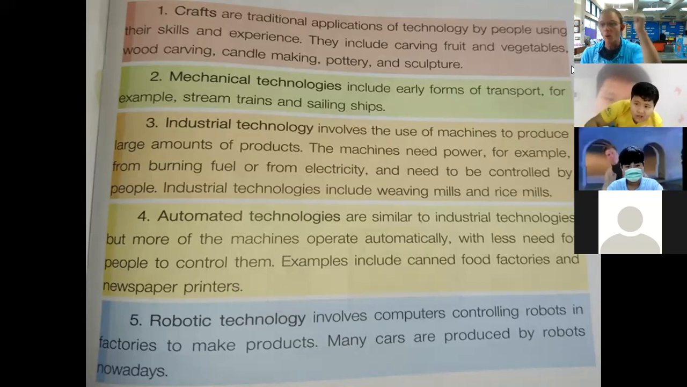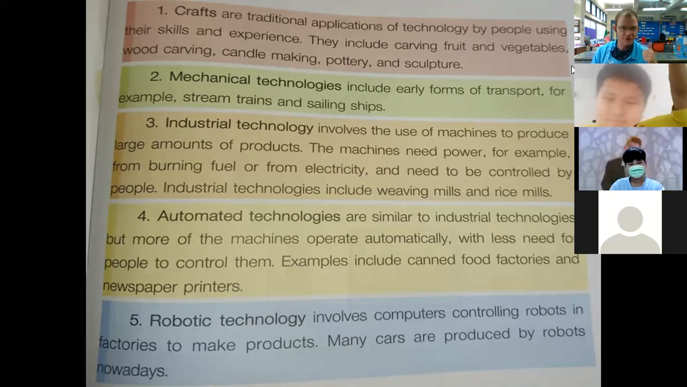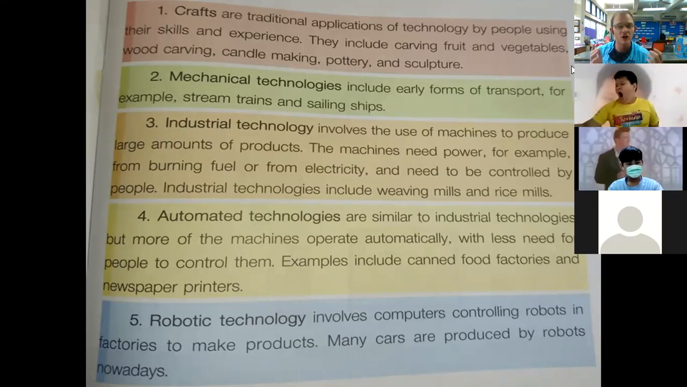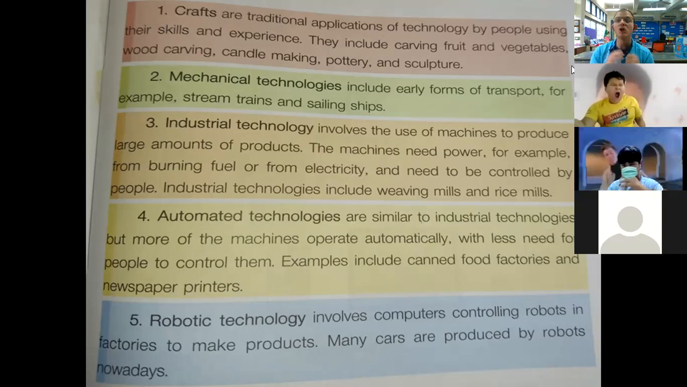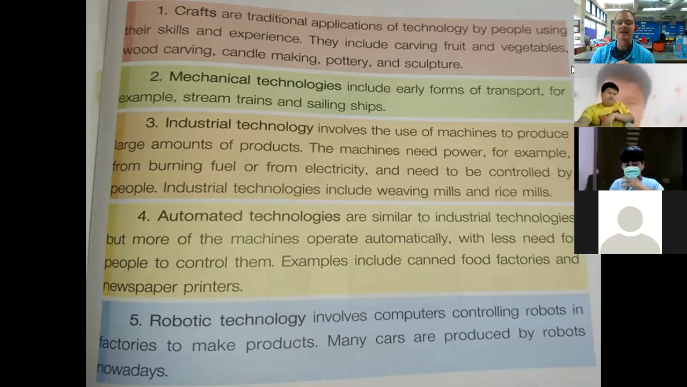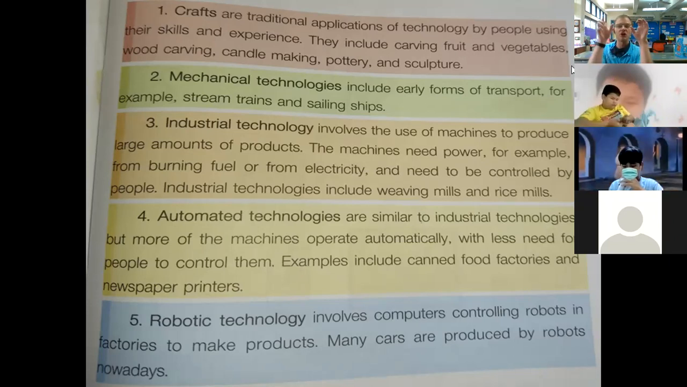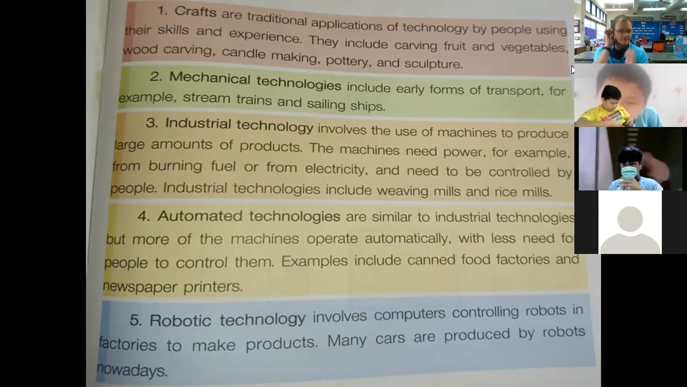Okay, so number 1, crafts are traditional applications of technology by people using their skills and experience. They include carving fruit and vegetables, wood carving, candle making, pottery, and sculptures. So if you are building something using your 2 hands.